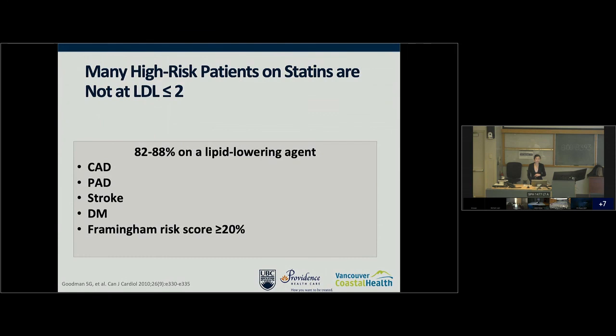Does anyone want to venture a guess? Is it over 80% of people are at target? Are we talking about 50% of people are at target? Yeah? Are we going to be pessimistic? How many people below 50% are at target?